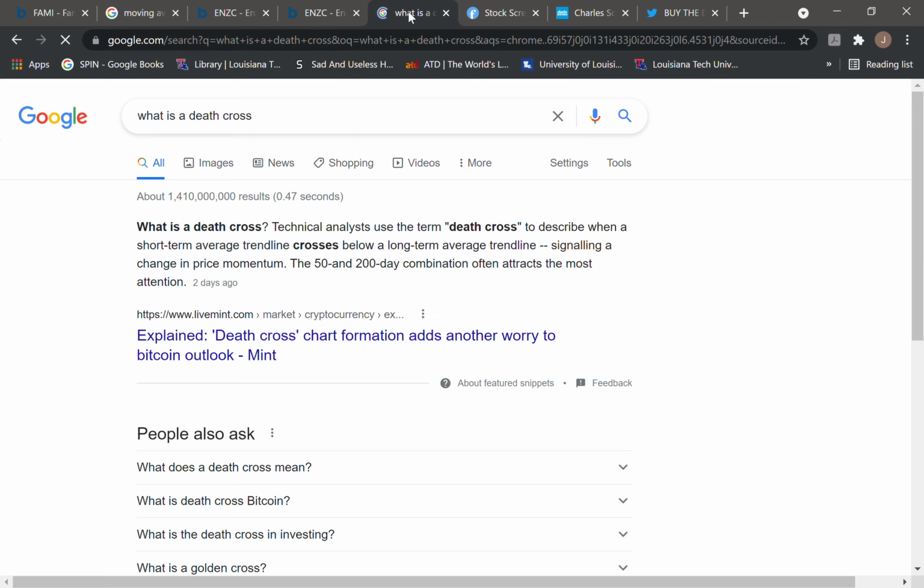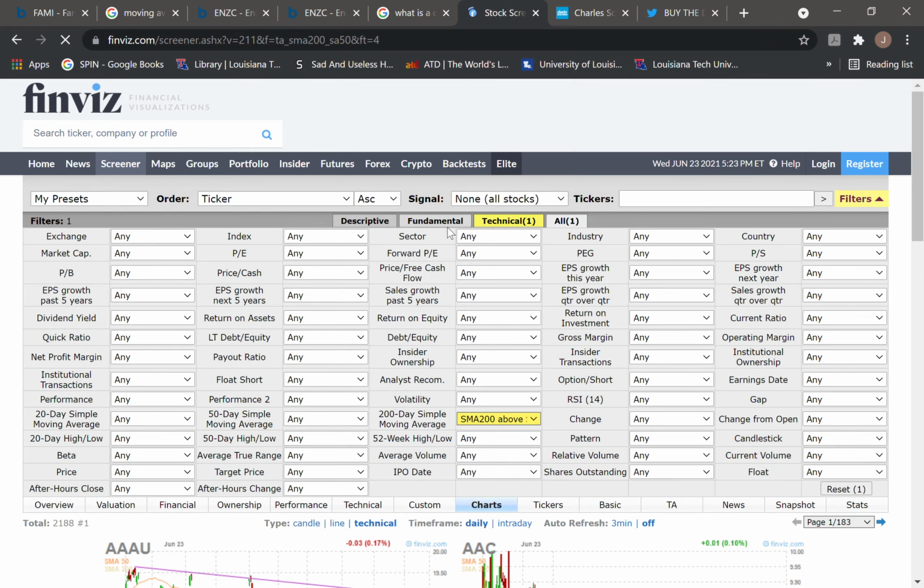But for instance, if you saw the news that came out recently about Bitcoin, Bitcoin had a death cross, and it got tons of news. And they're basically saying right here, the 5, 50, and 200-day combinations often attract the most attention, right? Basically, a death cross describes when a short-term average trend line crosses below a long-term average trend line. That short-term is a 50, and the long-term is a 200. And this is the kind of thing that people actually use for trading.